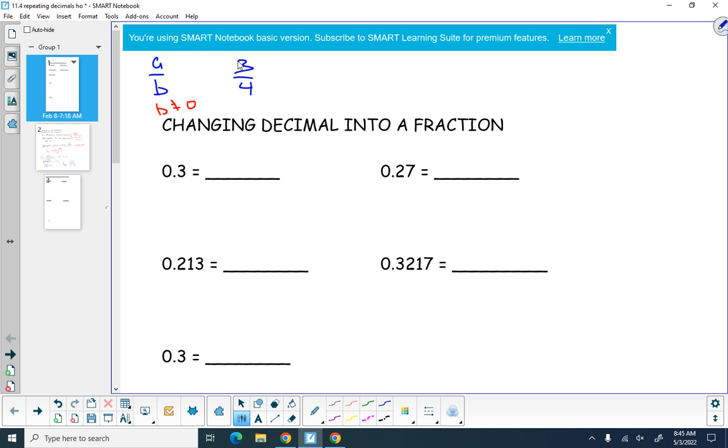Well, when we're talking about a fraction, any proper fraction can be converted into a decimal that's either going to terminate or repeat. Any fraction can be converted into a decimal that will either terminate or repeat.